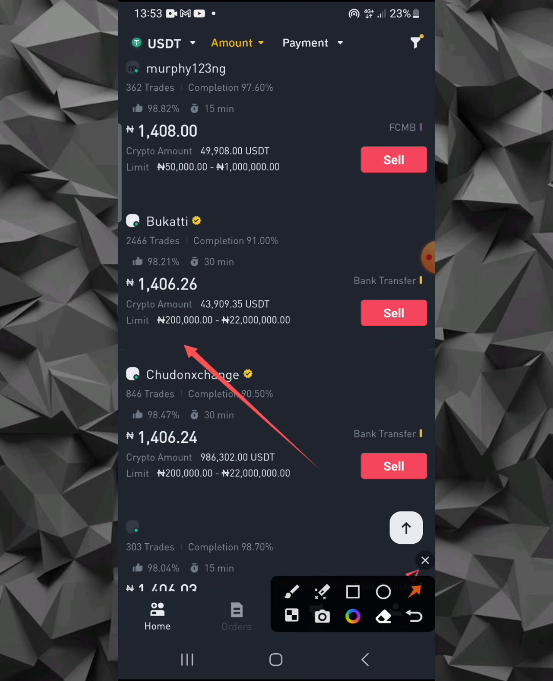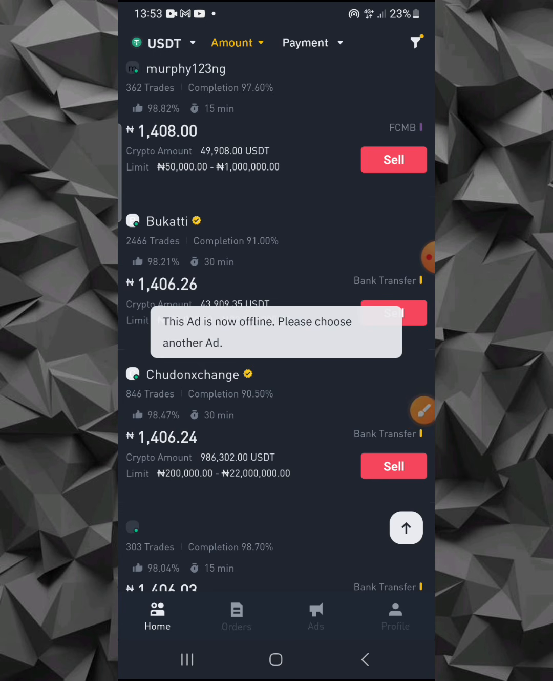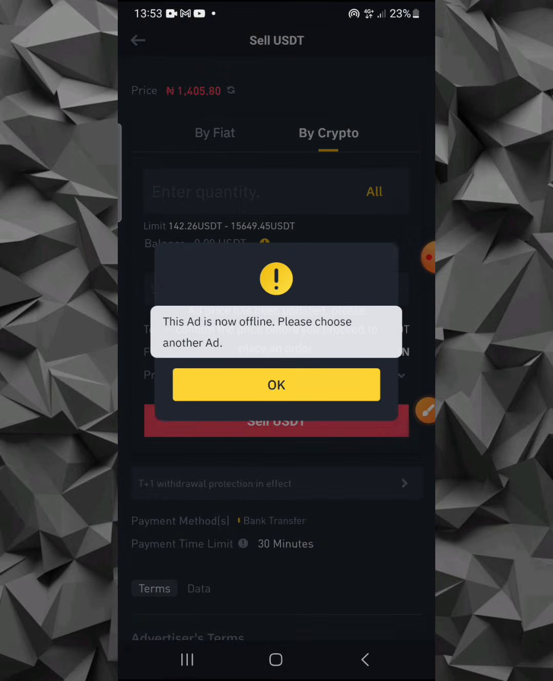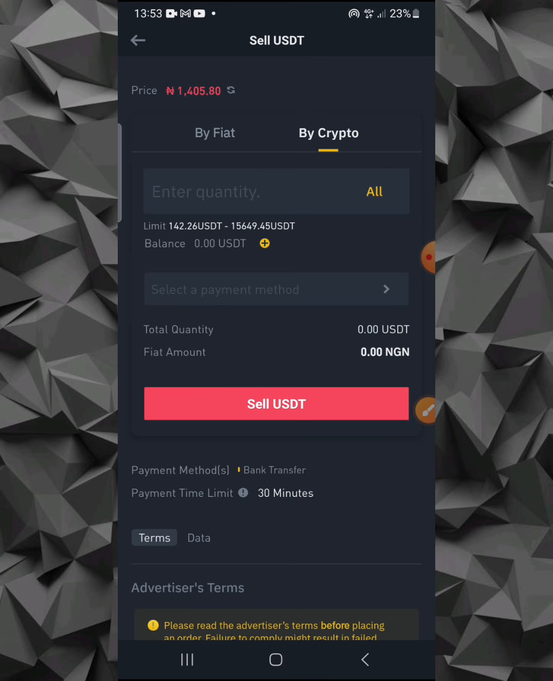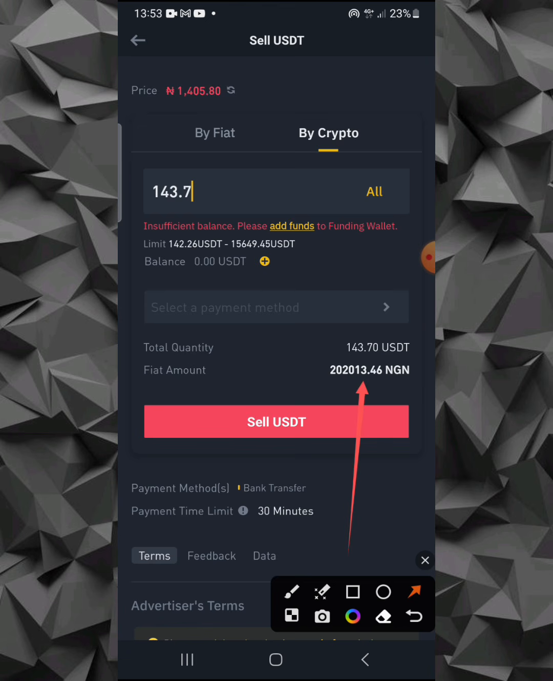So I'll just go ahead and click on sell right now, assuming we're going to be selling to this guy. Okay, so you can see his ad is not online. So let's go for another guy. Let's go for this other guy right here. So I'll just go ahead now and fix the amount of USDT. Let me paste it. So you guys can see we are going to be getting a total of 202,013 naira back if you can successfully do this.